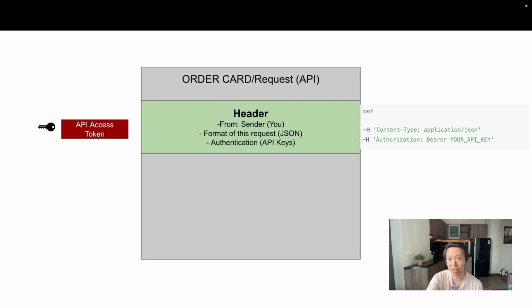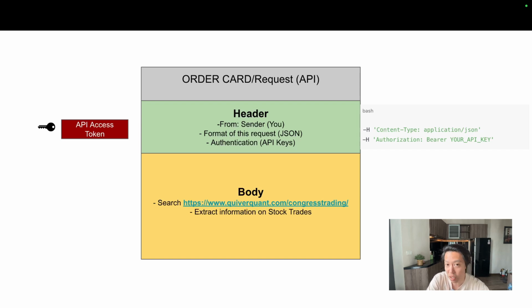It typically involves the format of the API as well as the API keys for authentication. Now, as for the body, this typically contains the request of the API, which is the meat of the thing. In this case, as an example, we search this particular URL, which is quiverquant.com, to extract information on stock trades, right?